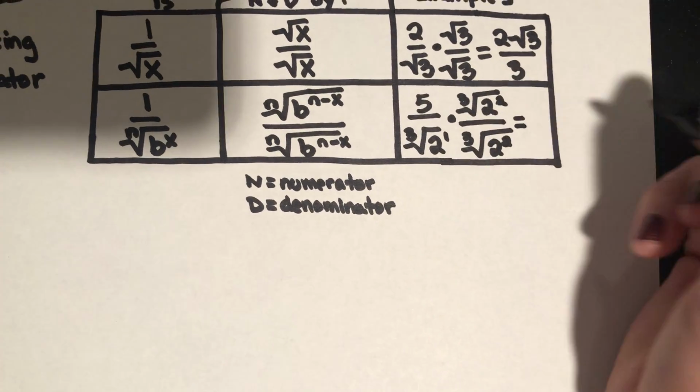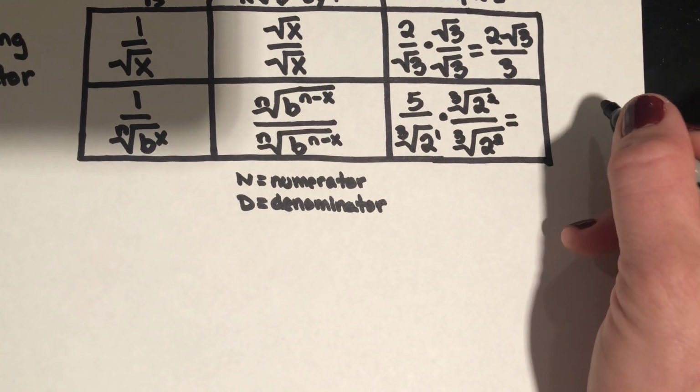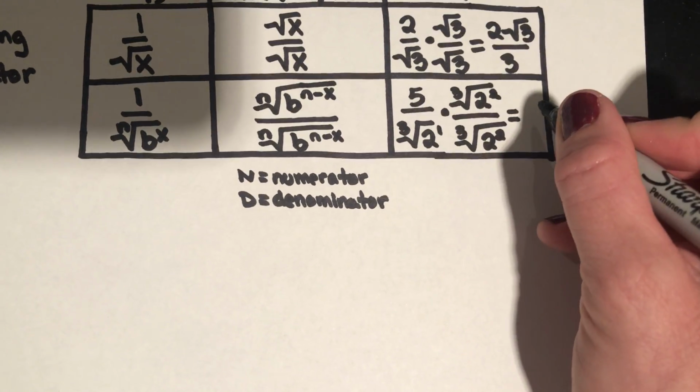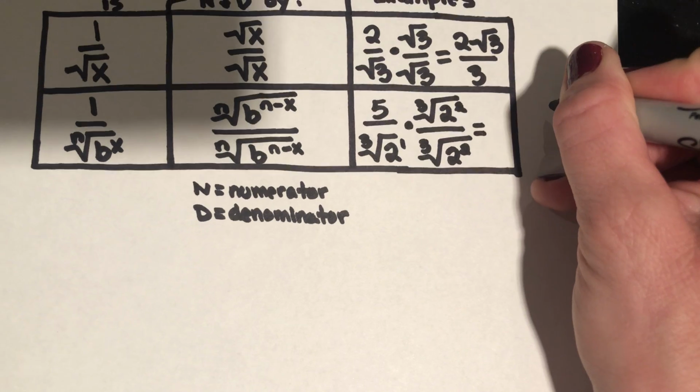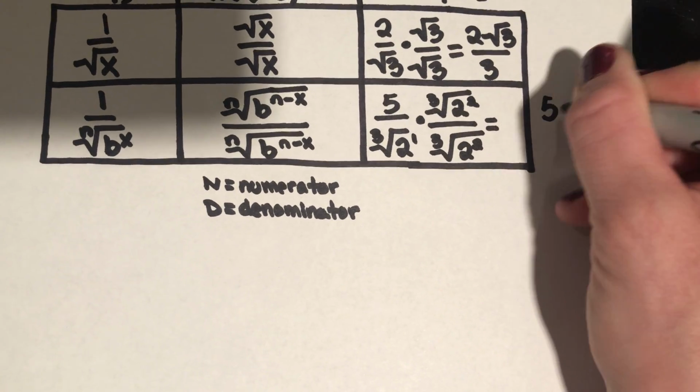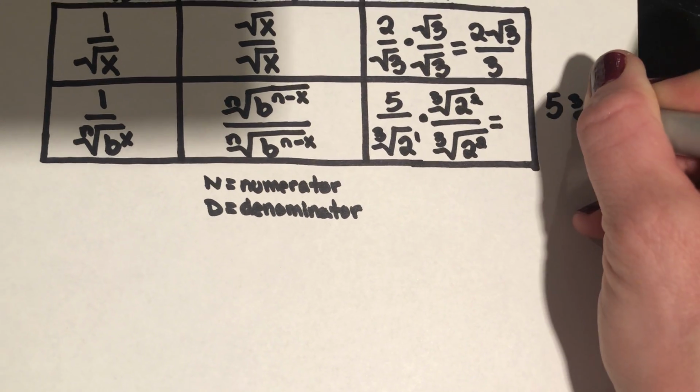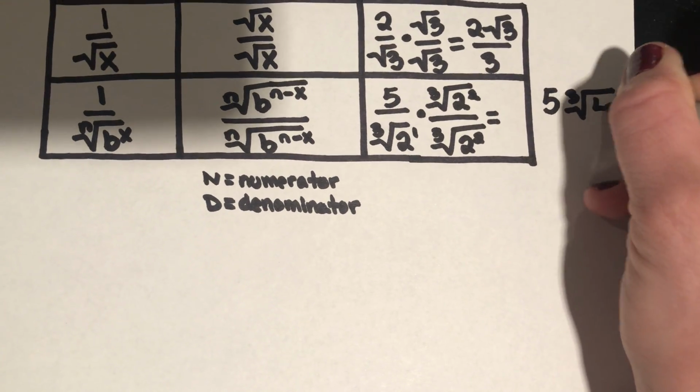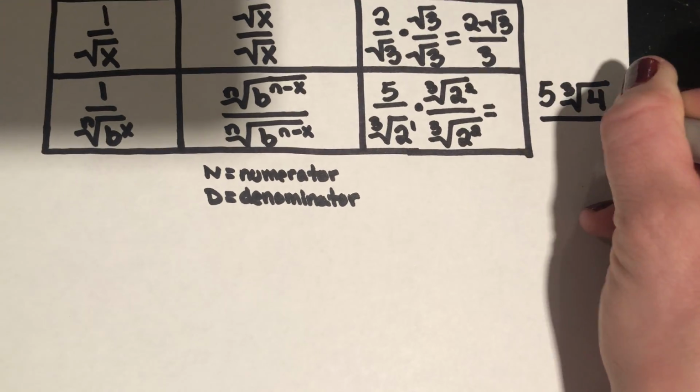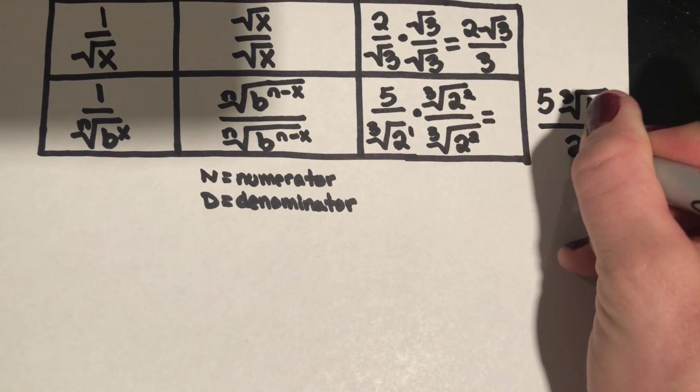And this is all going to equal now, and I'm actually going to put it outside of the box so I'm not squishing it right here. But we have 5 times the third root of 2 squared, which is 4, divided by 2.